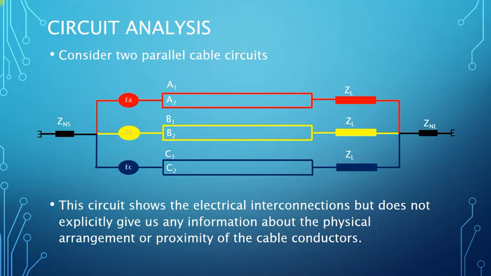Now this circuit shows us the electrical interconnections, but it does not explicitly give us any information about the physical arrangement or proximity of the cable conductors.